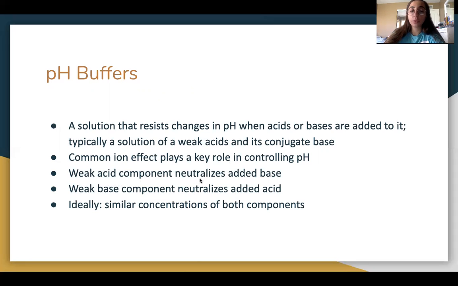Weak acid component neutralizes the added base, and weak base component neutralizes the added acid. Makes sense because they cancel each other out. So ideally, similar concentrations of both components will give you a stable buffer.